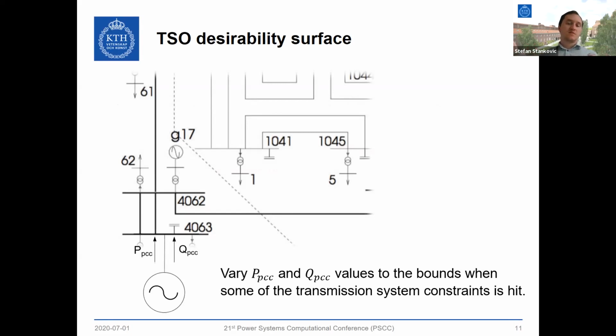So the transmission system operator will have to adapt its operation to host this active and reactive power injection, but at one point it will not be able to adapt anymore because it will be hitting some of its own operational constraints. When we hit these operational constraints, this PQ point is exactly defining the bound of our TSO desirability surface.